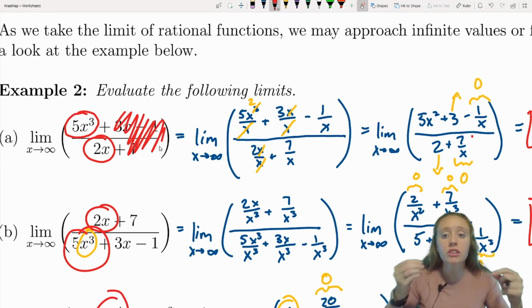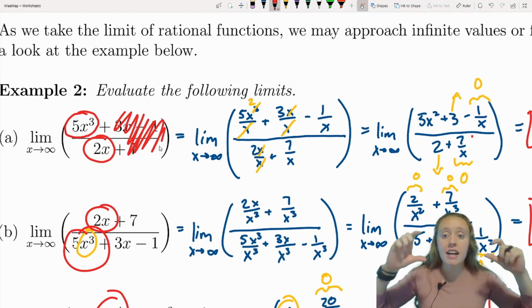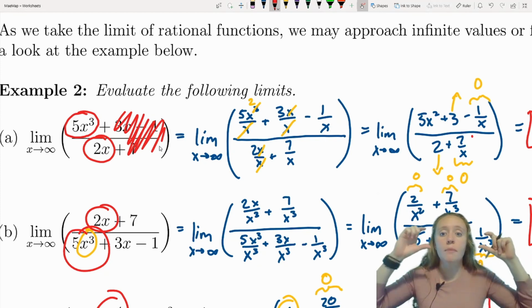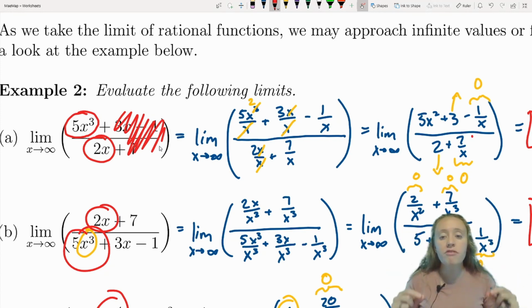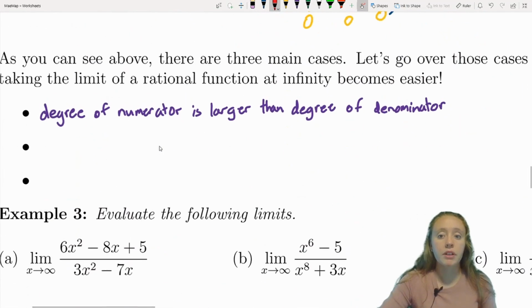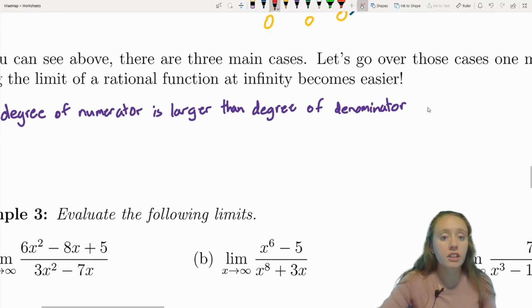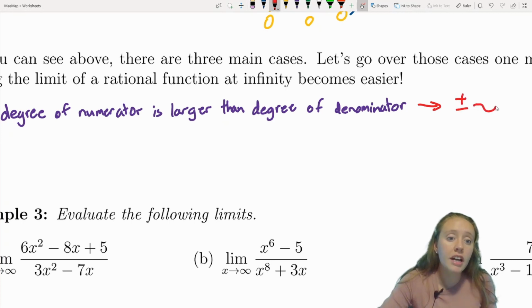So if my numerator is growing faster, that means that it is going towards some arbitrarily large number way faster than my denominator is, which means overall my function is going towards infinity, or potentially negative infinity, depending on the sign of those coefficients. However, when the degree of the numerator is larger than the degree of the denominator, we're going towards some infinite value for the limit. So I'm going to make a note that when the degree of the numerator is larger than the degree of the denominator, our limit is going towards some positive or negative infinity.